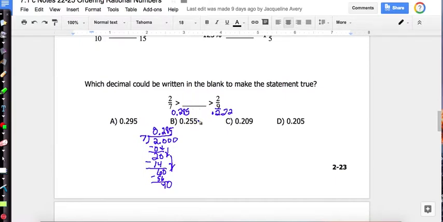So which one of these is in between 285 thousandths and 222 thousandths? Is it 295? No. Is it 255? Yes. That is clearly in between 285 and 222. So the correct answer is B.